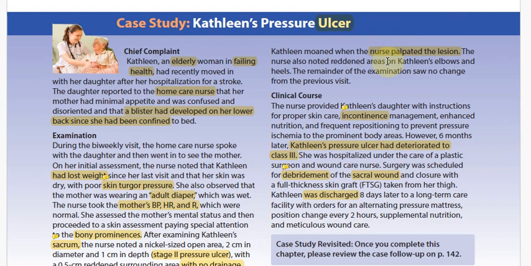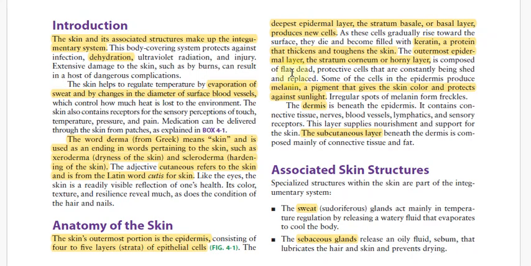Good. Now that we have covered Kathleen's pressure ulcer, we move to the next part. Here we have the introduction for the integumentary system. We have the introduction part, we have the anatomy of the skin, and we have associated skin structure. I've highlighted the important sections for you. Please go through them all, read them all.